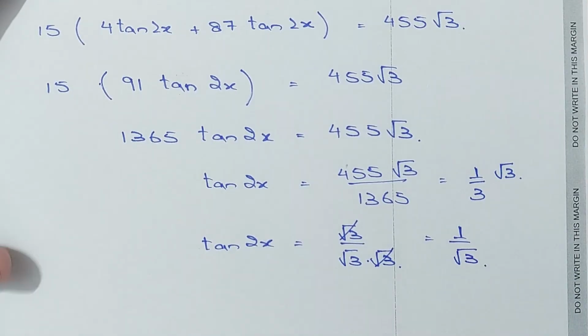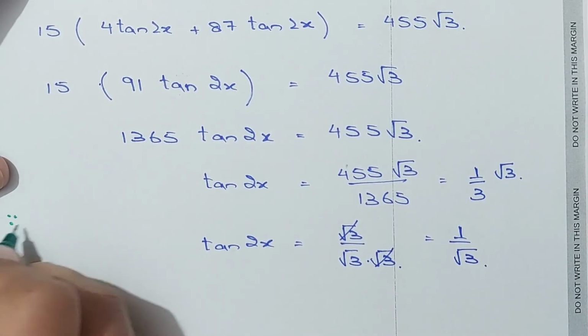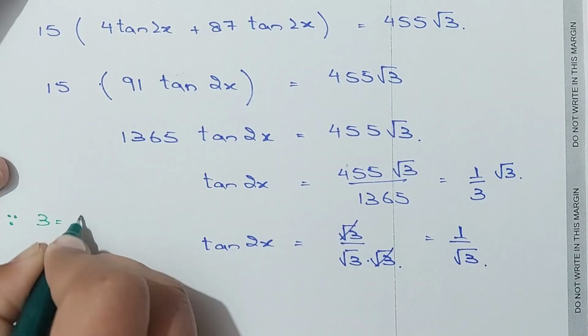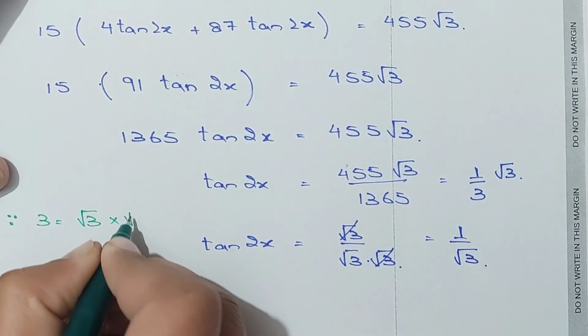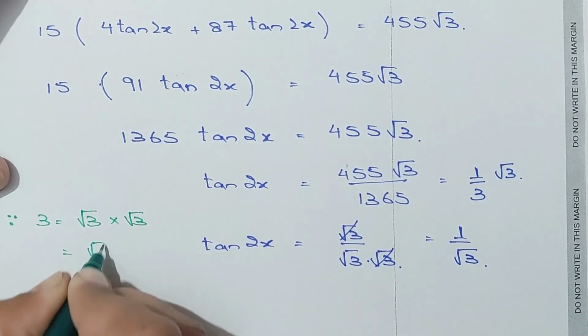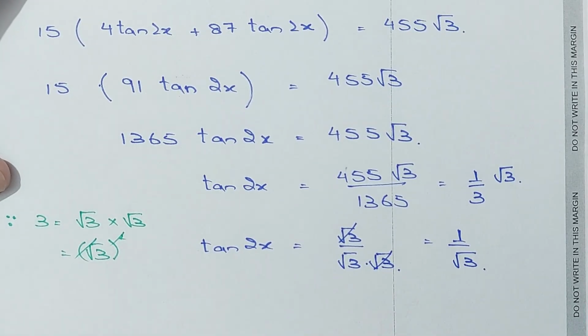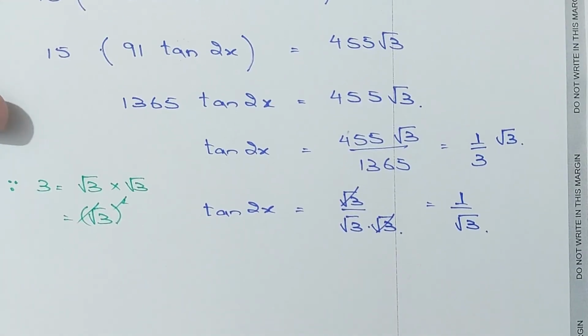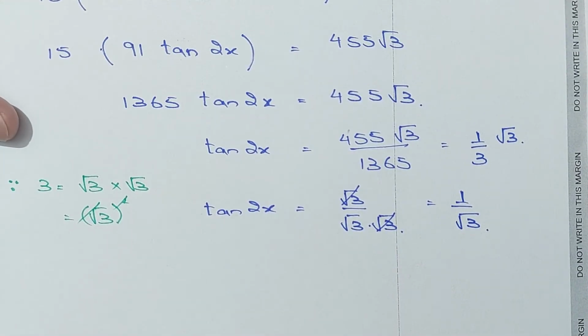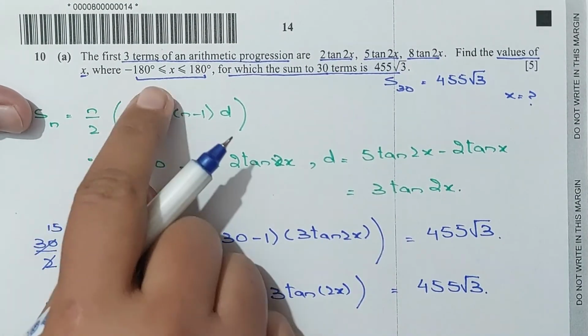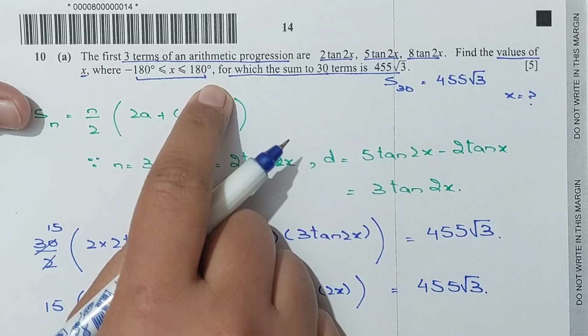What I did over here, most of the students get confused. I wrote 3 as root 3 into root 3, because root 3 whole squared gives 3 again, right? So we can write a number as the product of two roots. Tan 2x is 1 over root 3. We have to find the values of x, and the x values must lie between minus 180 and plus 180. Alright, so let me simplify now.